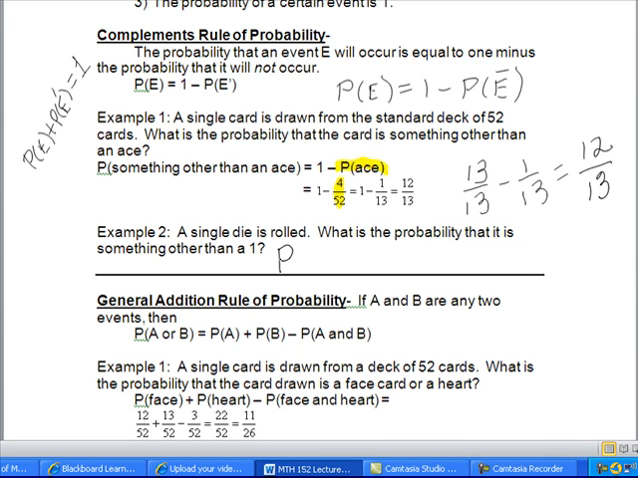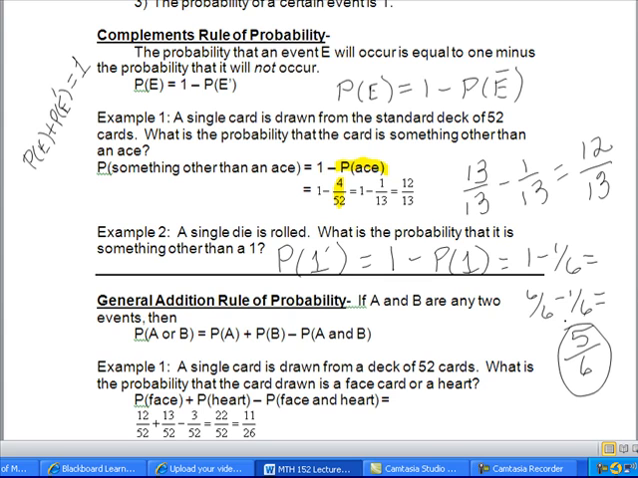Okay. So we want the probability that it's not a 1. That's going to be 1 minus the probability it is a 1. And what is the probability of rolling a 1? We know that's 1/6. So again, we know 1 is equal to, in this case, dividing it into 6, it would be 6/6. And so we end up with 5/6. What happens is that sometimes the complement is easier to count than the probability we're looking for. So we just take 1 minus the probability of the complement.